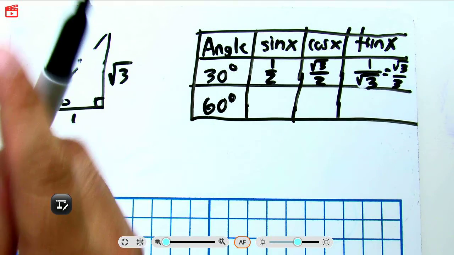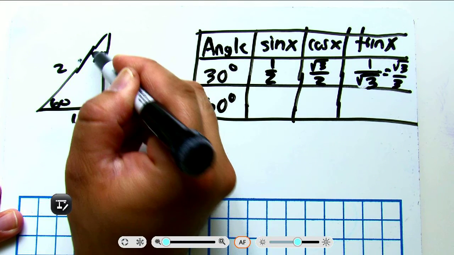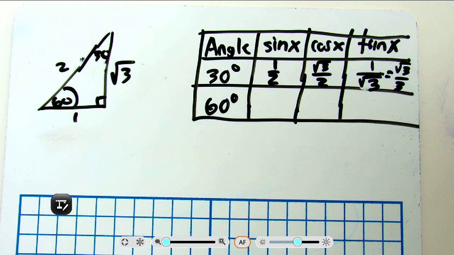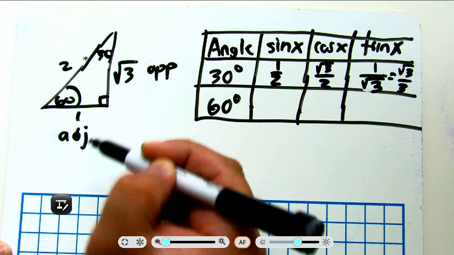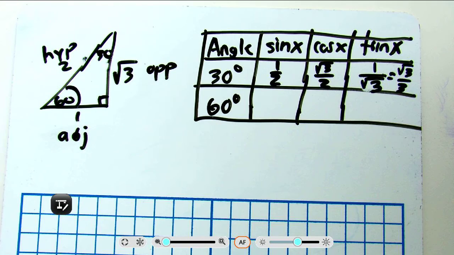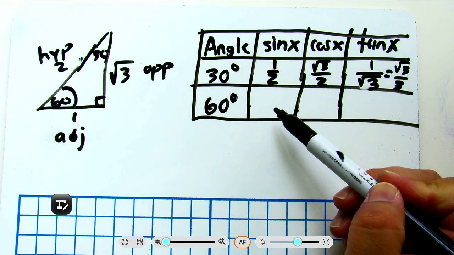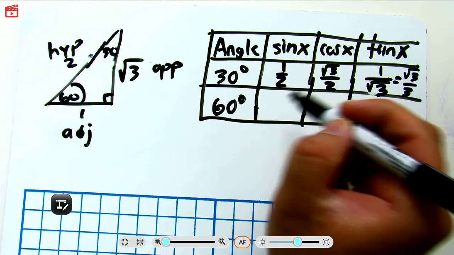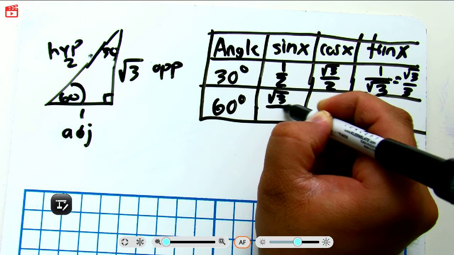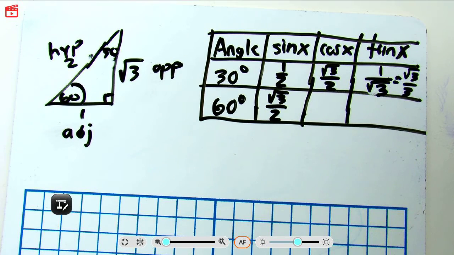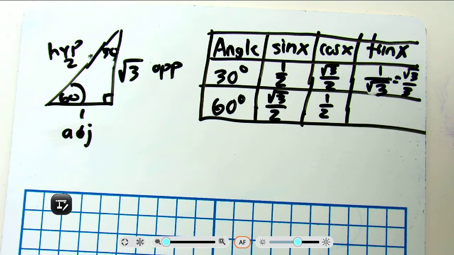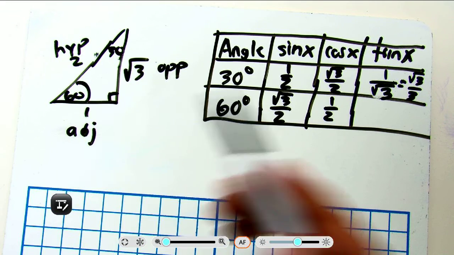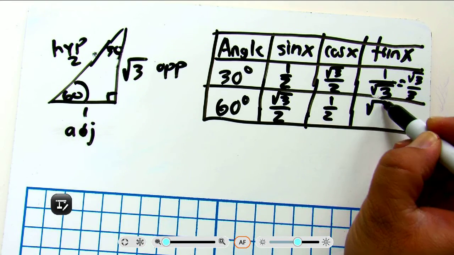So now this is the angle that we're looking through, 60 degrees. And this is my opposite side, this is my adjacent side, and this is my hypotenuse. So remember, sine is opposite over hypotenuse. So that's square root of 3 over 2. Cosine is adjacent side over hypotenuse. So that's 1 over 2. And then tangent is the opposite side over the adjacent, which is square root of 3 over 1, which just becomes square root of 3.